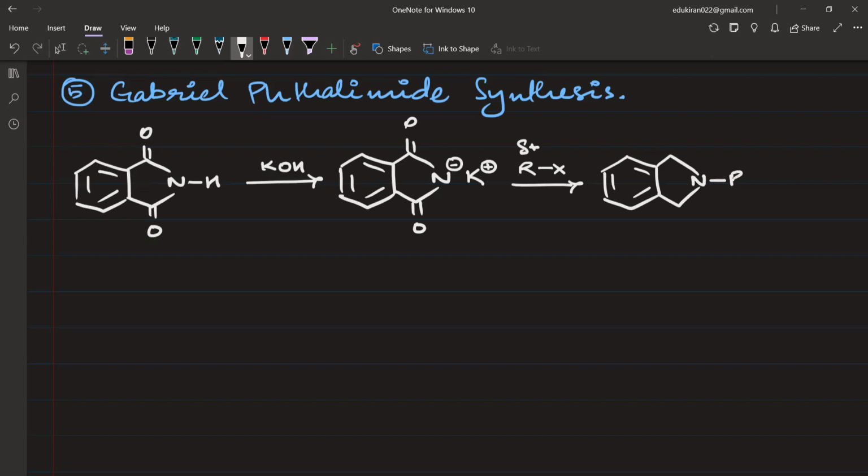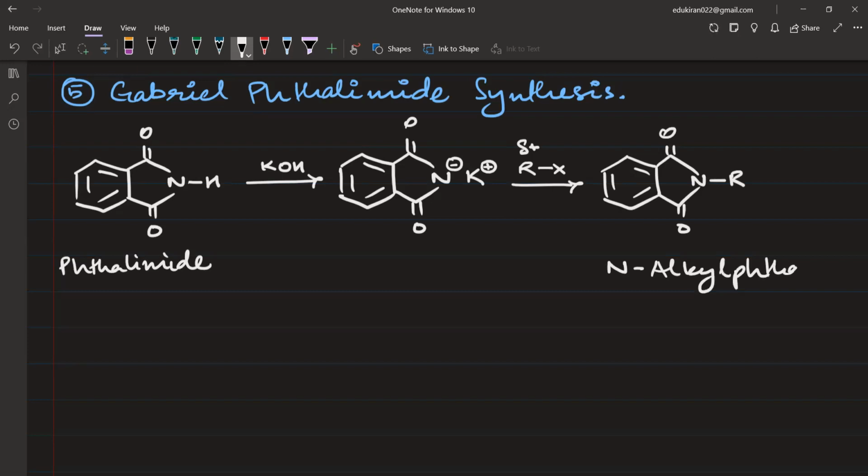Nitrogen, which is attached with R group here. See, this is double bond O, this is also double bond O. No change till here. इसको क्या बोलते हैं? This is known as, ये जो थैलेमाइड है आपका, this is phthalimide. This is your N-alkyl phthalimide.